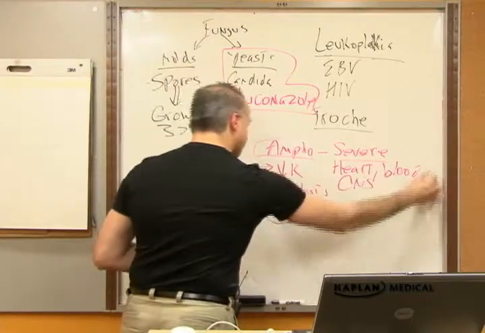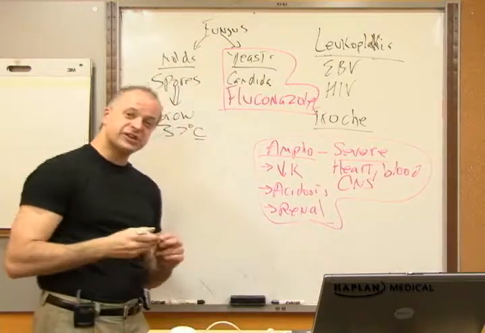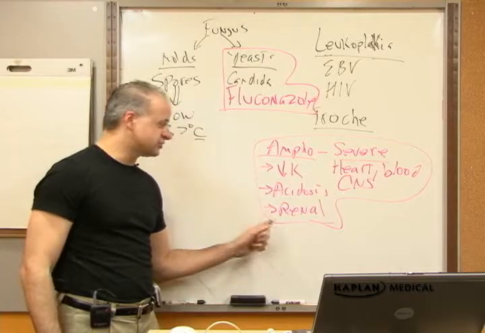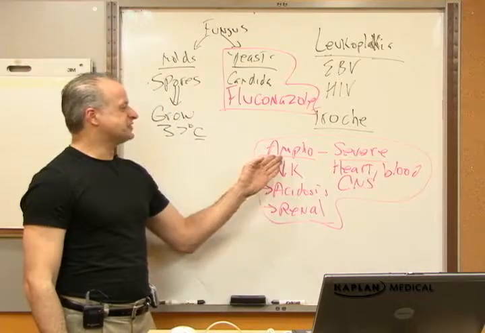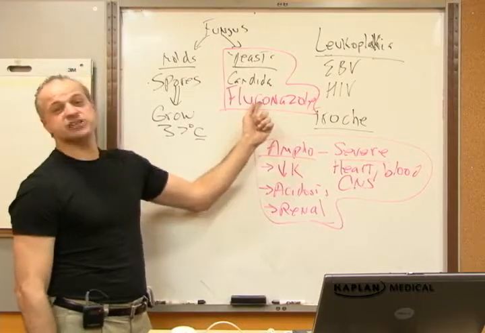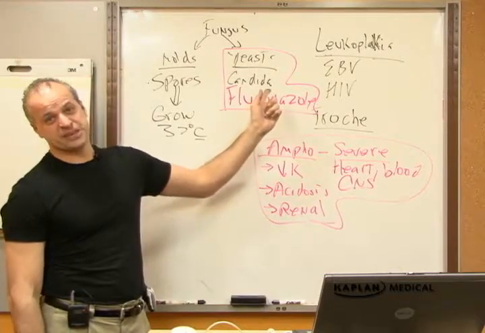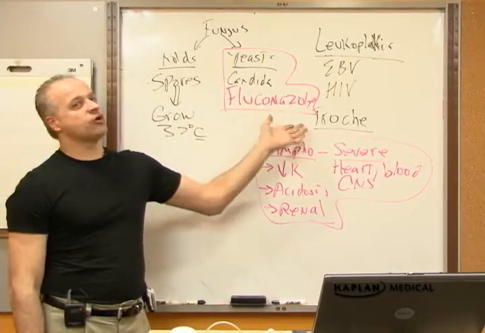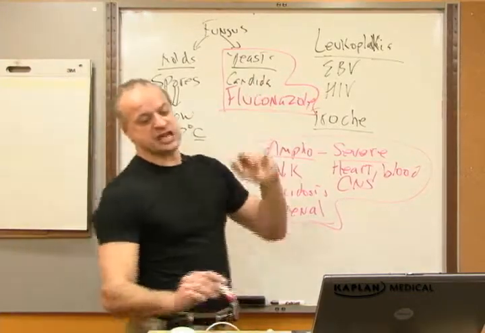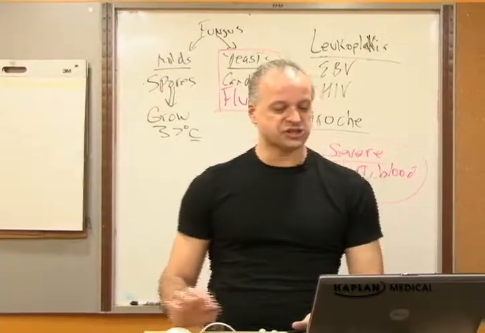Everybody on amphotericin develops a renal tubular acidosis, a distal renal tubular acidosis, and renal failure. Amphotericin is only for severe life-threatening infections. Fluconazole can be for life-threatening things like neutropenic fever, but fluconazole can also be for simple things like vulvovaginal candidiasis. Topical antifungals for vulvovaginal candidiasis.